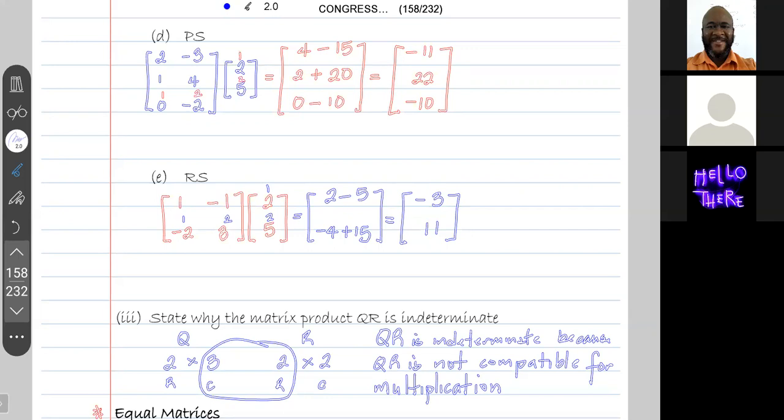And they are not compatible for multiplication because the number of columns in the first matrix, which is 3, is not the same as the number of rows in the second matrix, which is 2. So QR is indeterminate because QR is not compatible for matrix multiplication.